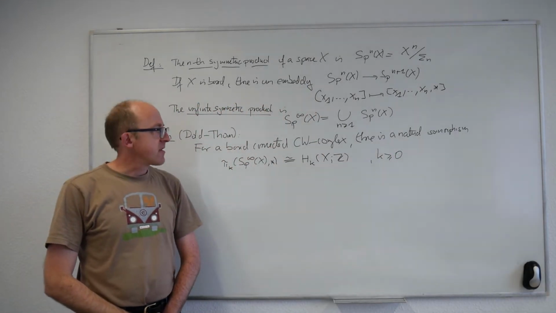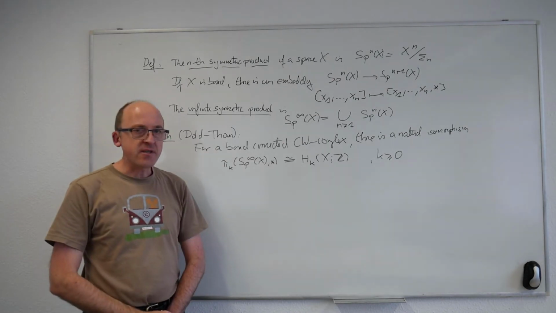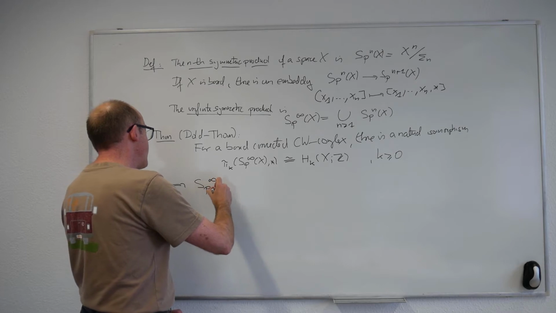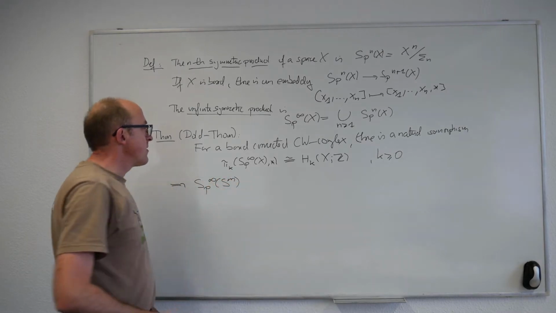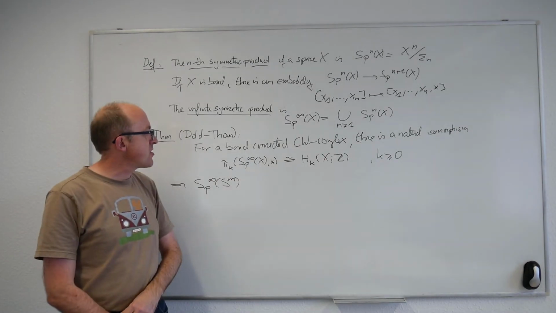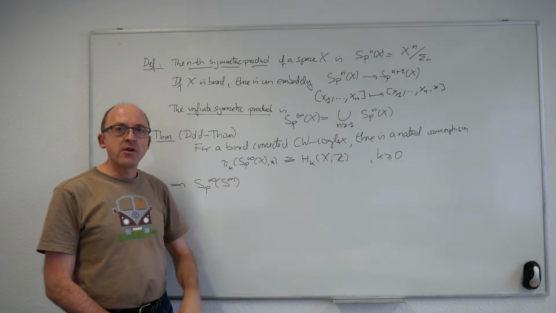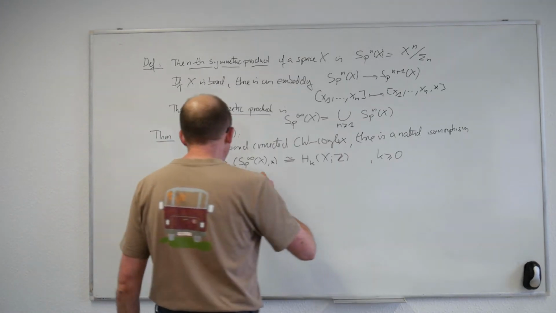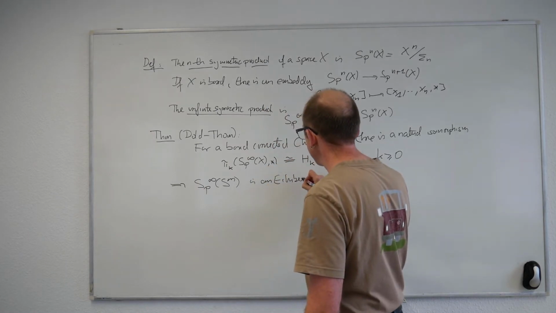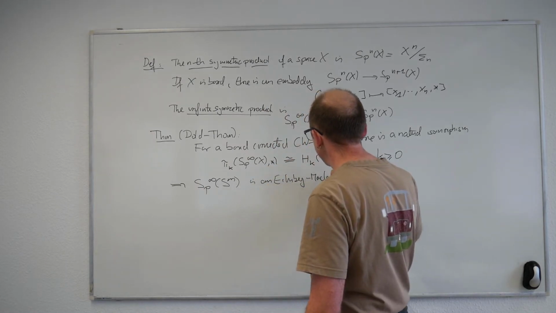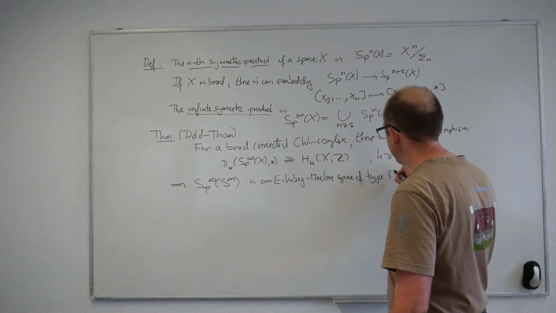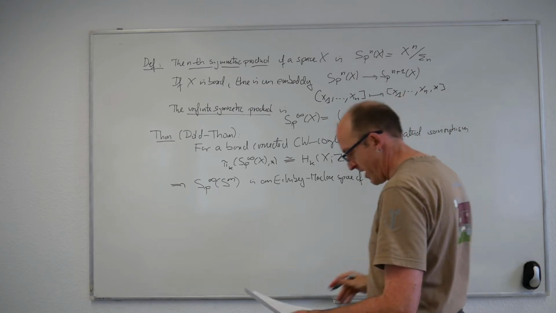In particular, we can apply this theorem to spheres, and we get out that Sp^∞ of S^m, well, the sphere only has one homology group in non-zero dimensions, and so this will only have one non-vanishing homotopy group. So Sp^∞ of S^m is an Eilenberg-MacLane space of type (Z, m).